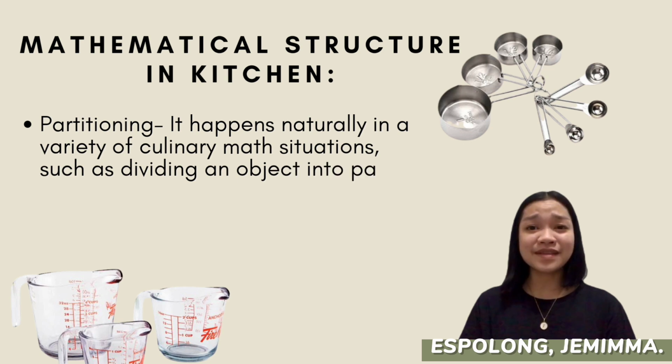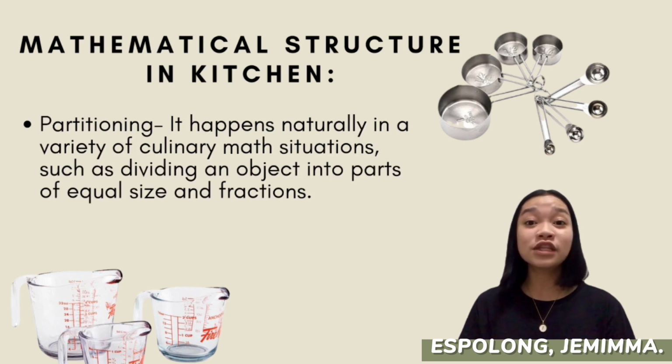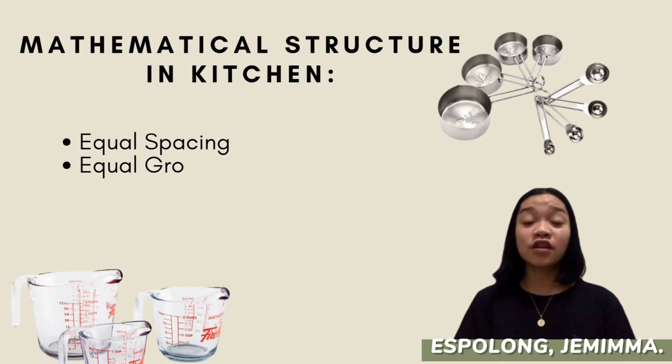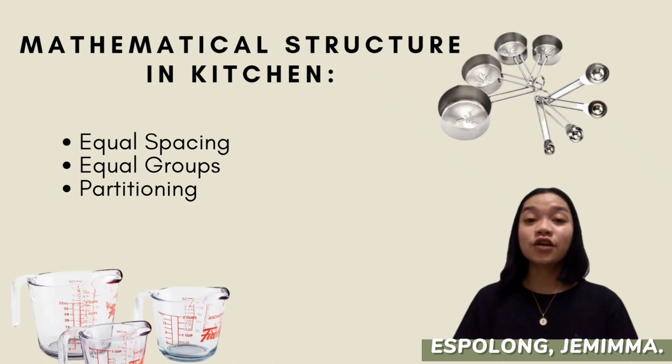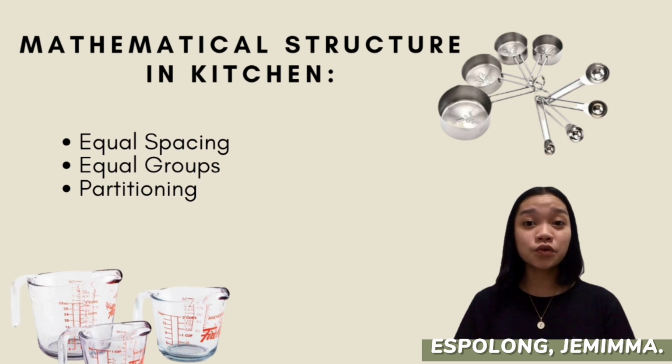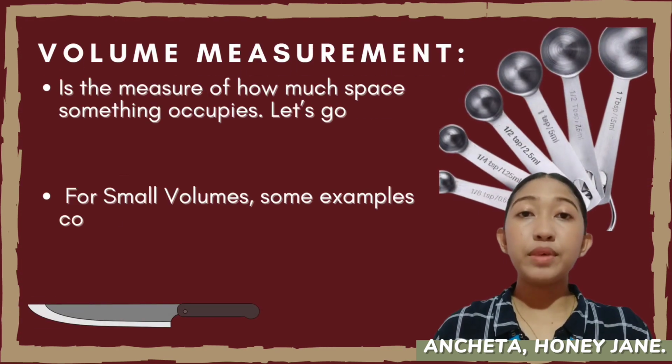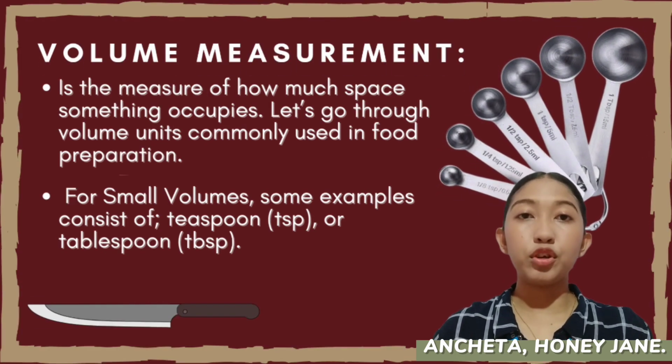And number 3. Partitioning. It happens naturally in a variety of culinary math situations, such as dividing an object into parts of equal size and fractions. The structures we've covered thus far all connected. You'll discover that creating equal groups or equal spacing is frequently necessary for dividing. Volume measurement is the measure of how much space something occupies.